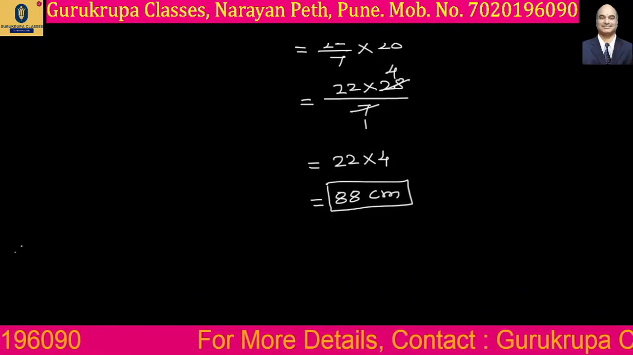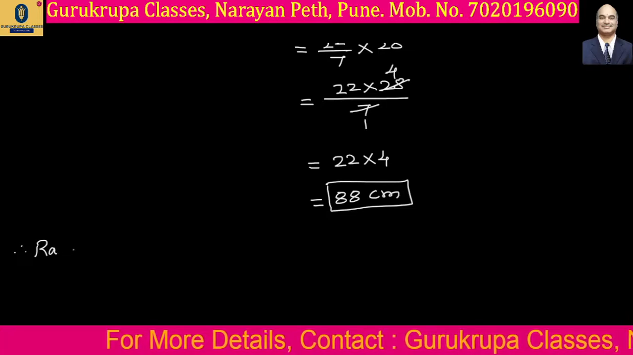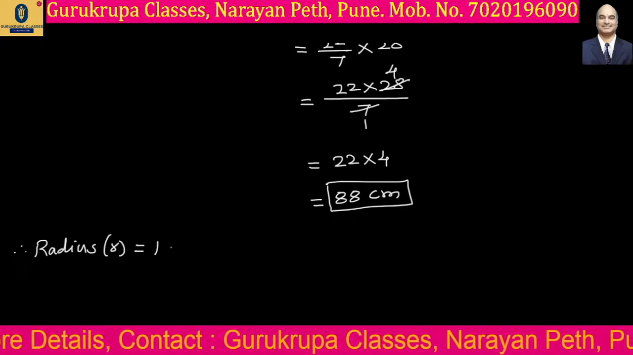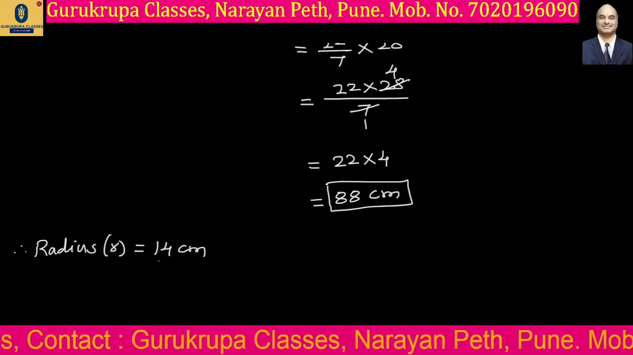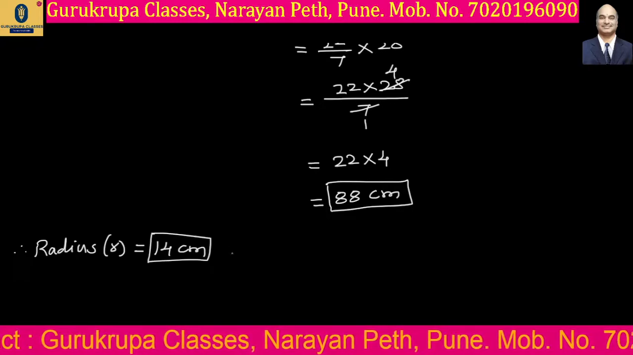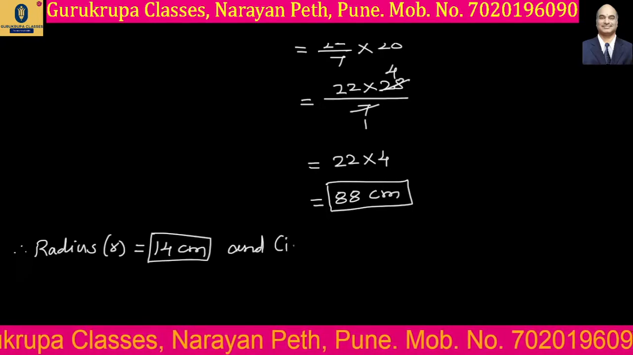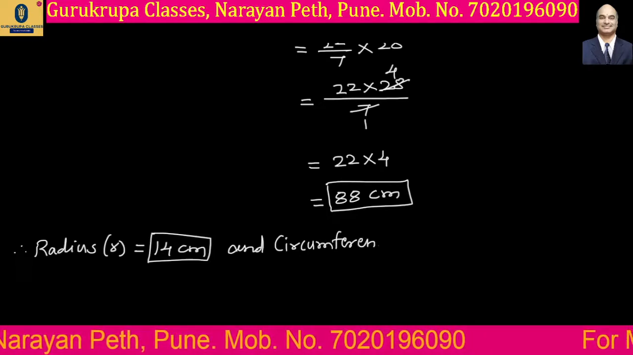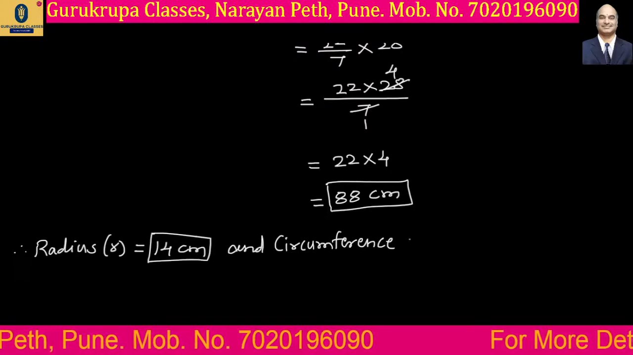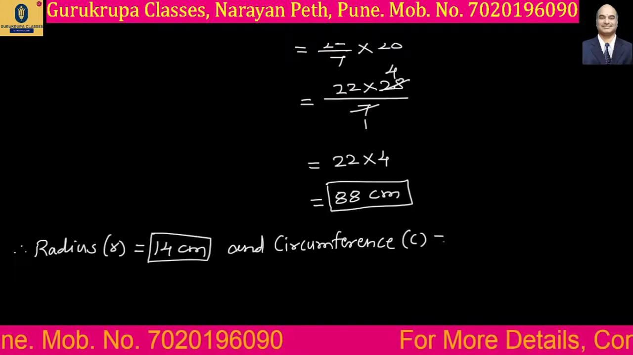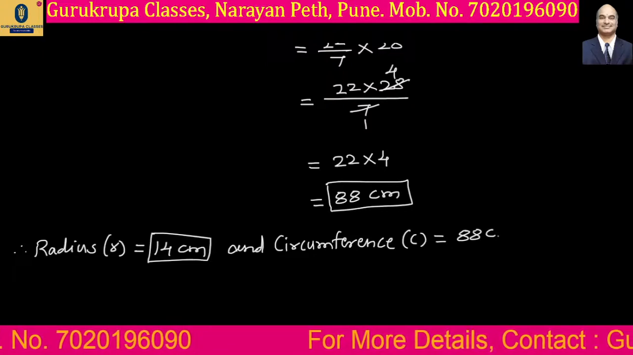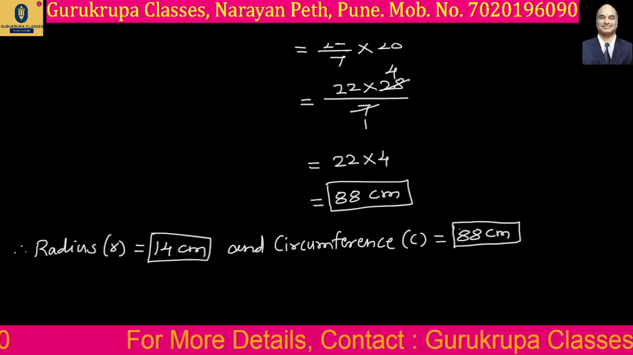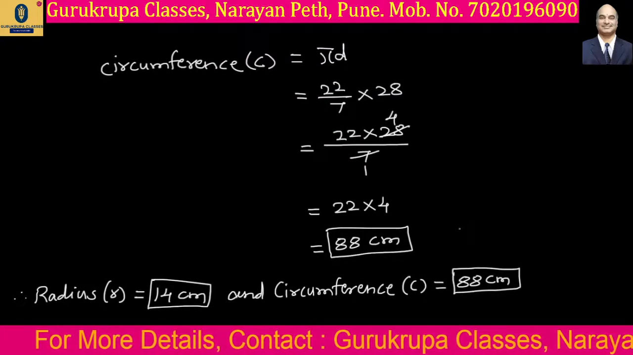Two things they asked you. They asked you about the radius. So radius R is equal to 14 centimeter. We have to box it. And circumference C is equal to 88 centimeter. So thus we have found the two facts over there. Okay.